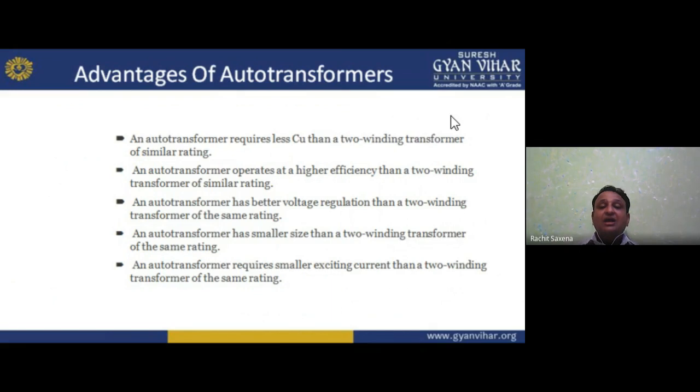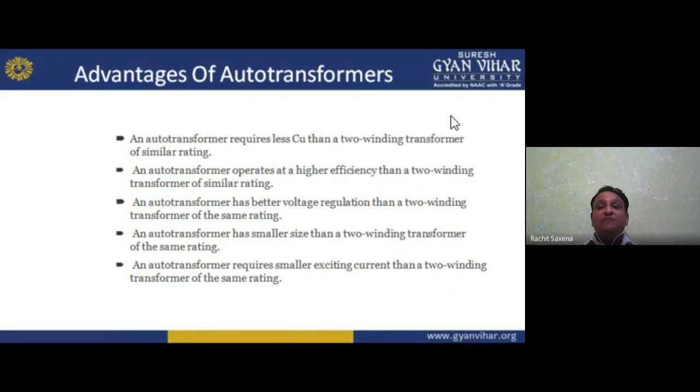Now, an auto transformer has a smaller size than a two winding transformer of the same rating. Why is it smaller? Because I am using one winding instead of two windings. So it has a smaller size than a two winding transformer of the same rating. I hope you understand.